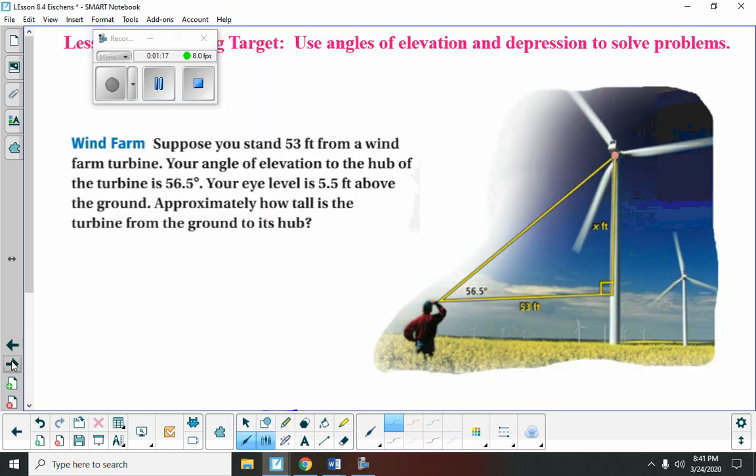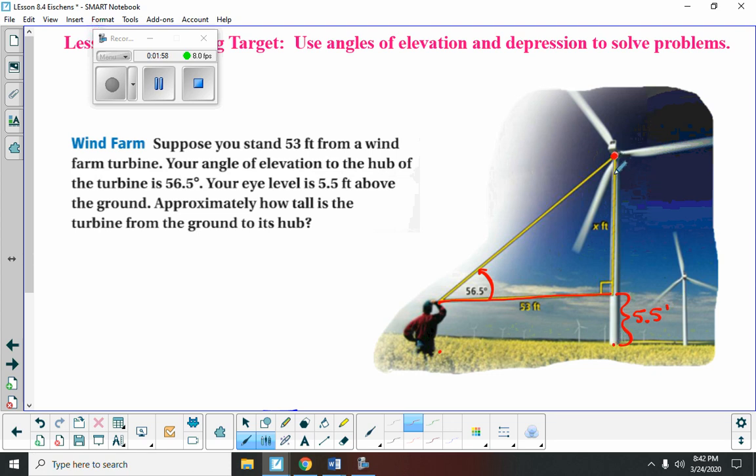All right, so here's a problem. Suppose you stand 53 feet from a wind turbine. Your angle of elevation to the hub of the turbine is 56.5 degrees. The hub of the turbine means the top right here. So the angle of elevation, you're looking straight ahead, that's right here. The number of degrees that you're looking up is 56.5 degrees. Your eye level is 5.5 above the ground. So that means from your eyes to the ground is 5.5. So the distance from here to here is 5.5 feet. Approximately how tall is the turbine from the ground up to the hub?